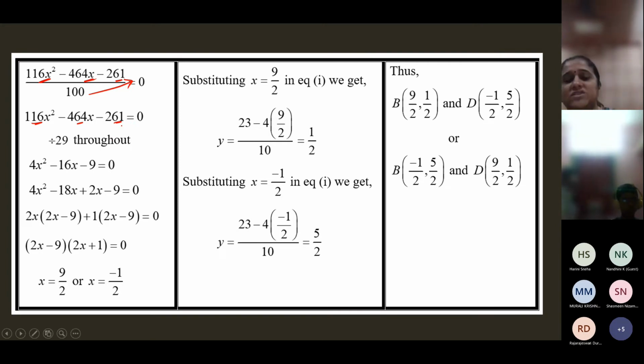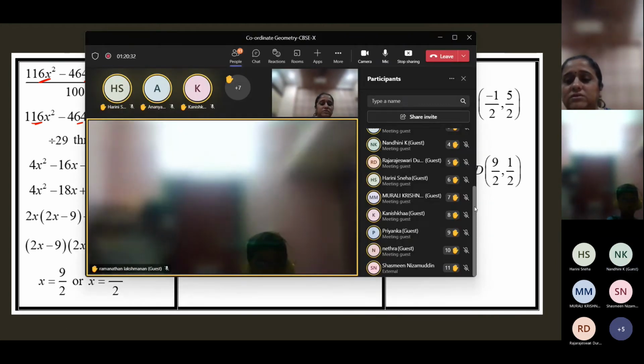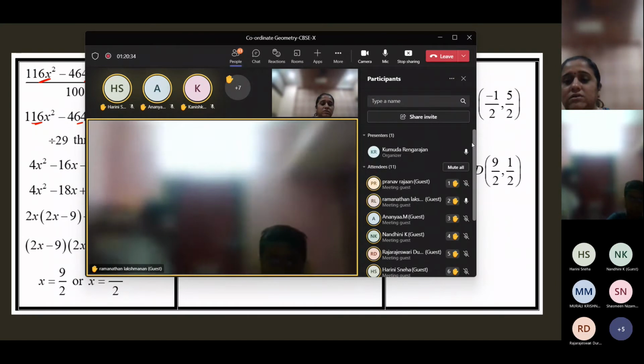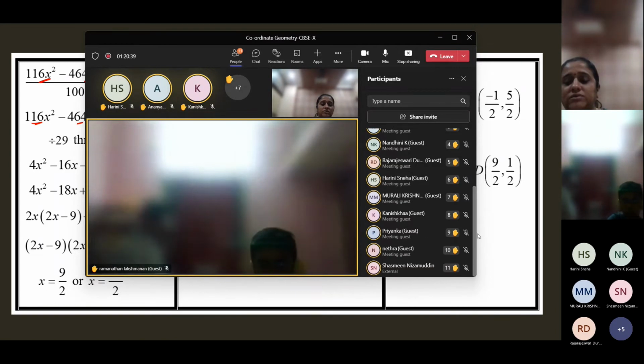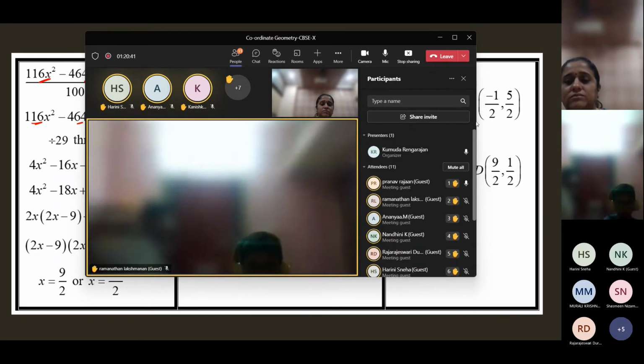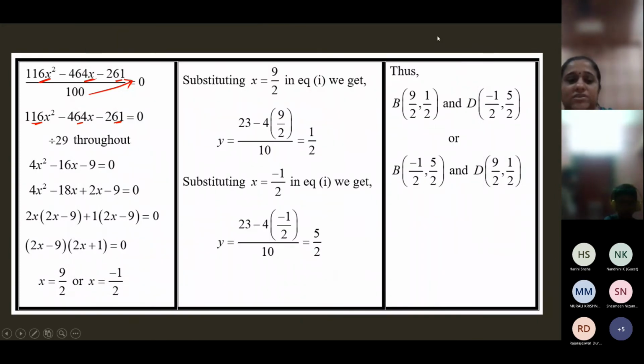So have you all learned this chapter, real numbers? How many of you have learned this chapter? Yes, ma'am. All of you? Ranav, Ramnathan, Ananya, all of you, is it? Yes. Okay, then you must know how to find the HCF. How do you find the HCF? By the division method. So you take 116 and this is the easiest if you know that. Take 116 and 464.